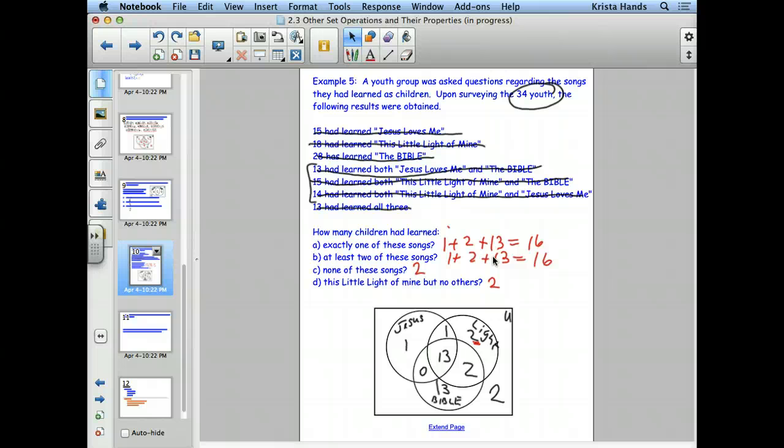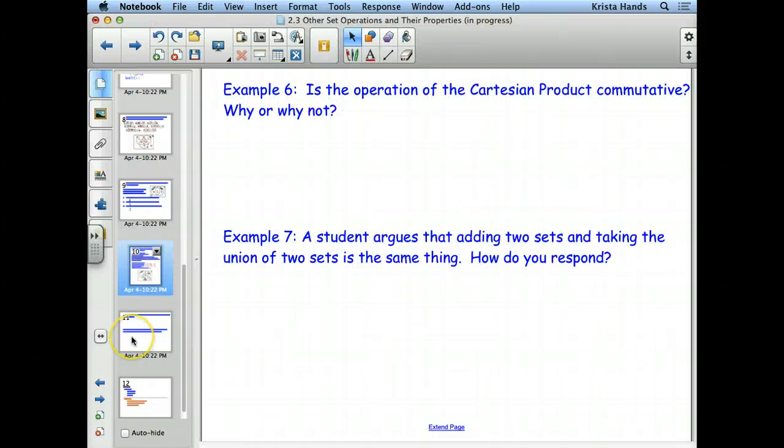Okay, we got one last question. Are we good to go? One last slide. Are we good to go on to it? Okay, 2 questions on the slide. Example 6 says, is the operation of the Cartesian product commutative? Why or why not? So let's remind ourselves, what does commutative mean?